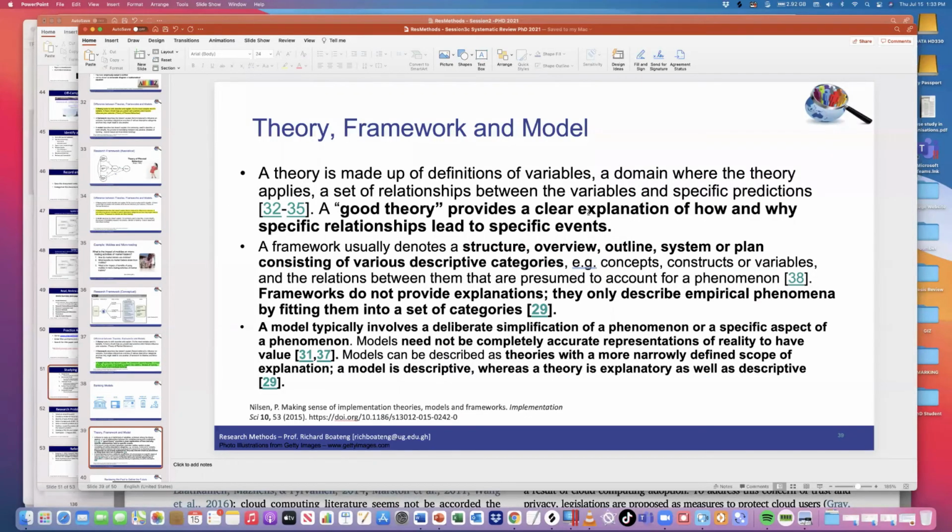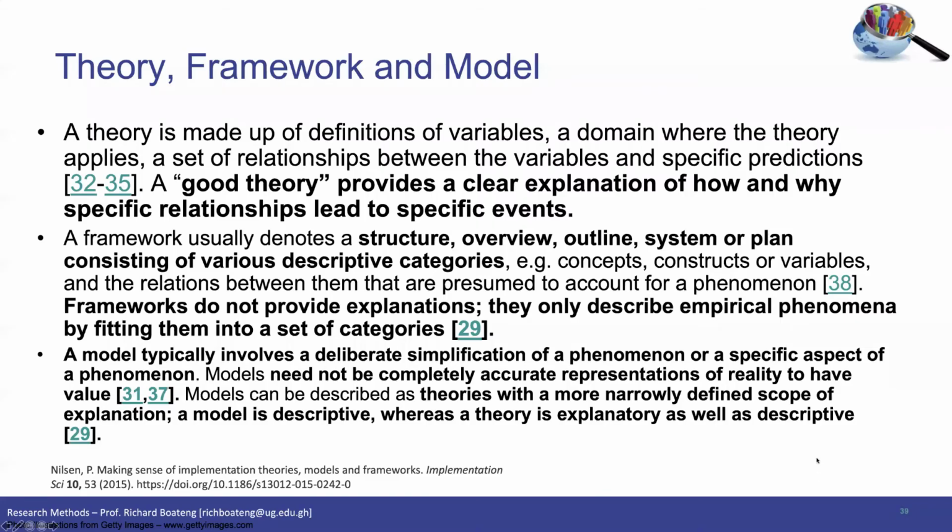A good theory provides clear explanations of how and why a specific relation leads to specific events. A framework denotes structure, overview, outline, a system or plan consisting of various descriptive categories. Frameworks do not provide explanation. They only describe empirical phenomena by fitting them to a set of categories. However, a model involves a deliberate simplification of the phenomenon. So sometimes people define models as theories with a more narrowly defined scope of explanation.